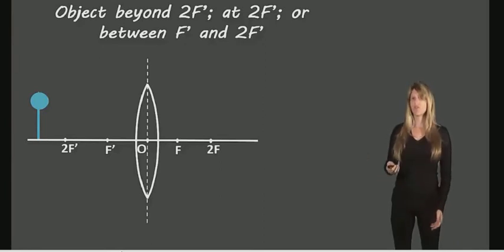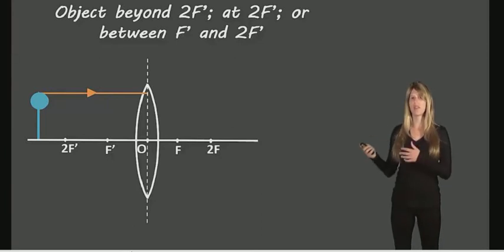So our first rule is that if we have an incident light ray that's parallel to the principal axis, and we're going to draw our arrowhead on there to show that it's moving towards the lens, it will refract through the focus, so it will go through F. And again, we put another arrowhead on there to show that the light is moving in that direction through F. So that's our first rule.